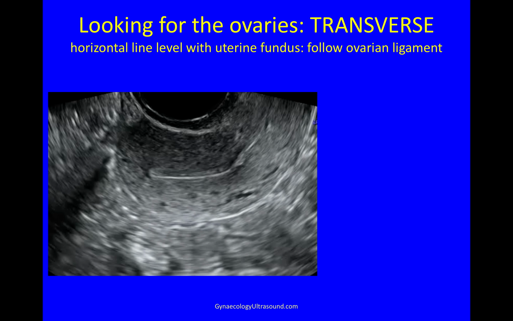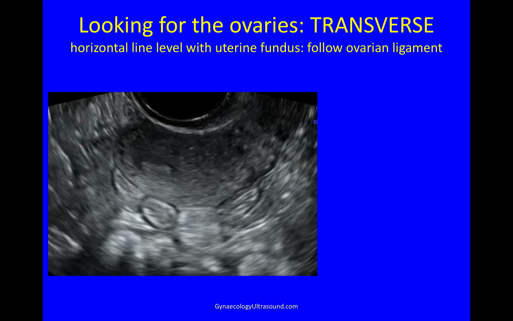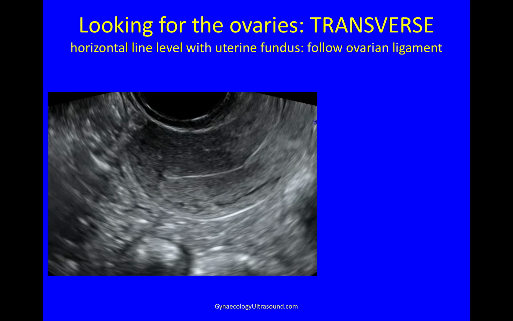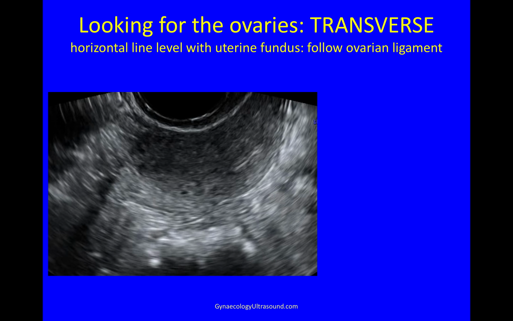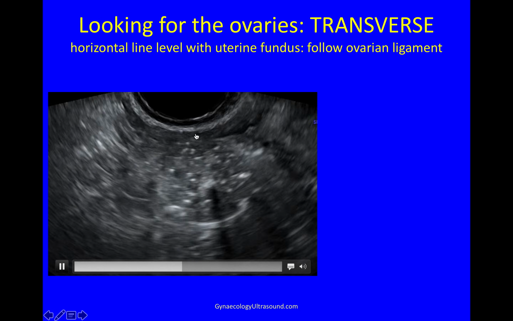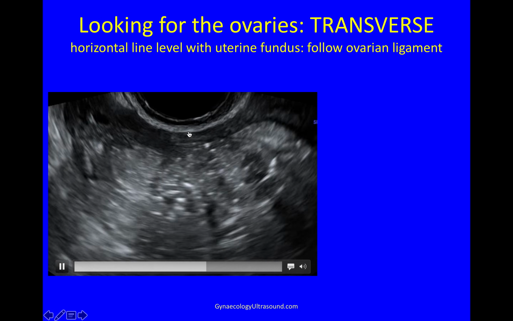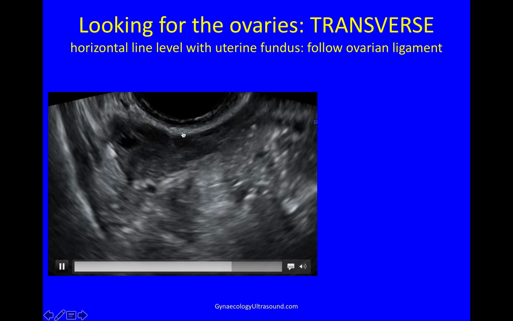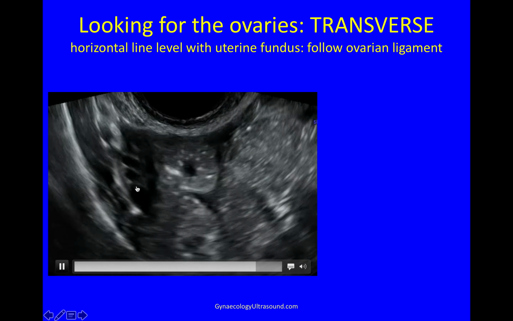So again, you need to aim for uterine fundus, and then this time draw a horizontal line with the fundus and follow the ovarian ligament. In this video, I'm going to start longitudinal, then I'm going to go to transverse and move up to the ovarian ligament. So that's my longitudinal. I'm going to go transverse, up to fundus, and there is the ovarian ligament. And you can follow that out by dipping your hand up and down a little bit if you lose it, and there is the ovary.